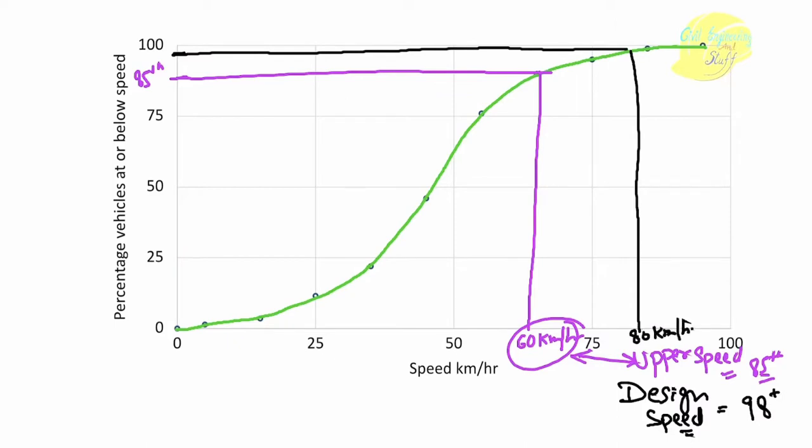Whenever you're drawing in your graph copy, make sure that each scale is well defined, right? Here I'm just showing for understanding purposes, but whenever you're doing the question in your graph, each value should be well defined. Then we have the lower limit, and the lower limit is the 15th percentile speed.